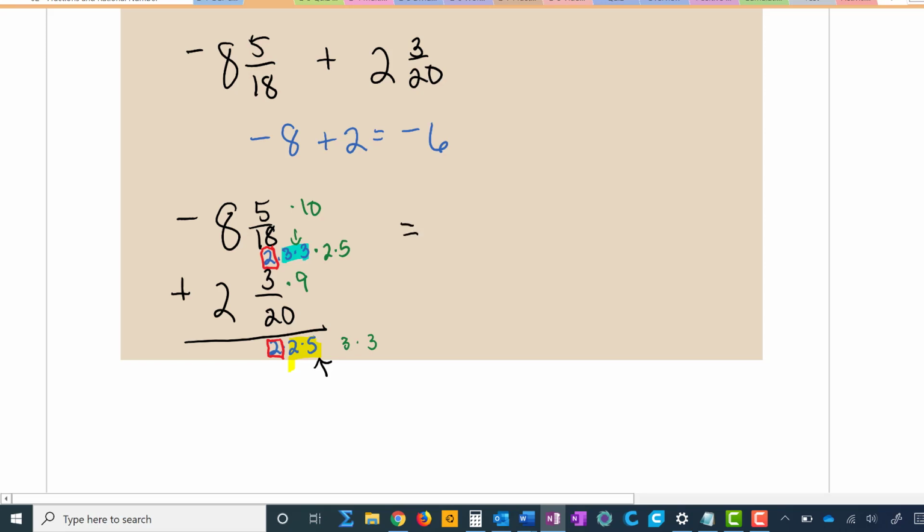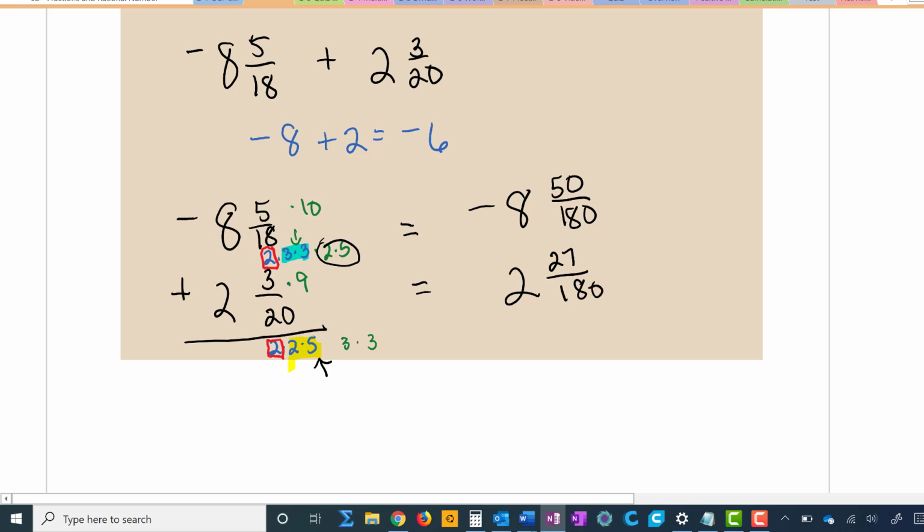Now I'm going to multiply 5 times 10 to get 50. And I'm going to multiply 18 times 10 to get 180. 2 times 5 is what we're multiplying it by 18, and that's 10. And then for 2 and 3/20ths, 3 times 9 is going to be 27. And then for the denominator, 20 times 9 is also 180.